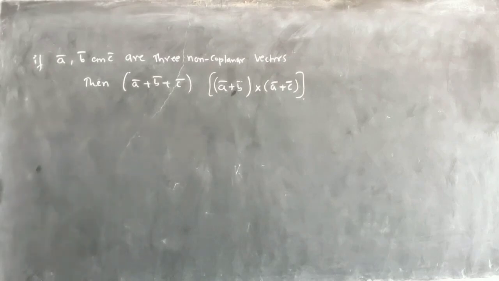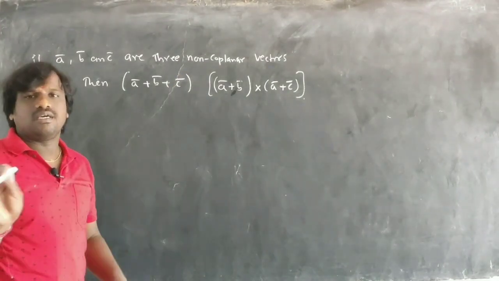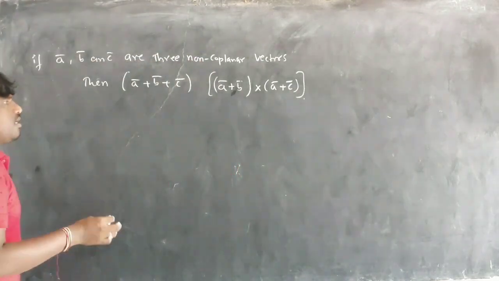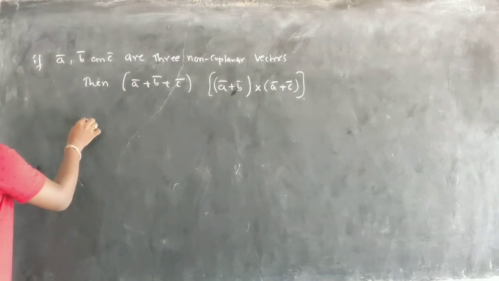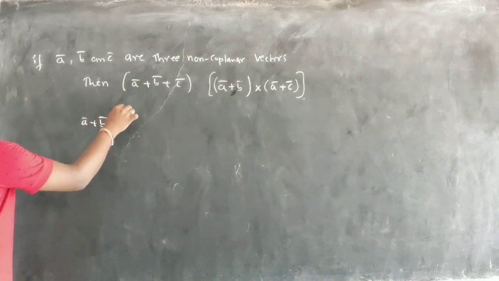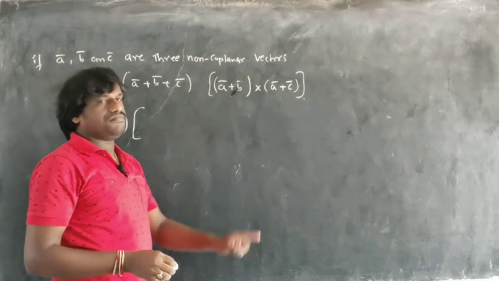Whenever they give non-coplanar, we have to simplify this. You cannot write it equal to 0; if coplanar, then we can. But here it is non-coplanar, so we take A vector plus B vector plus C vector, and now we have to do the cross of this.